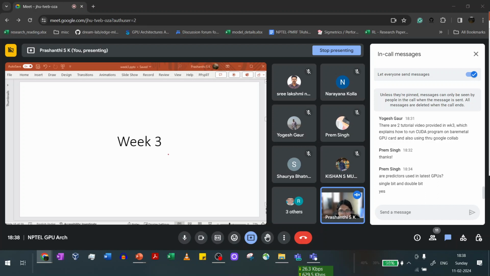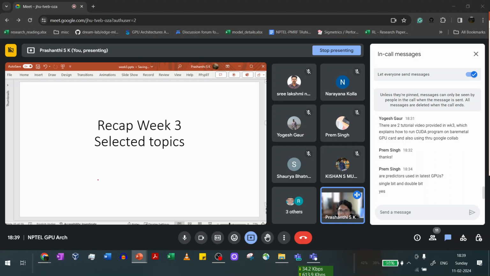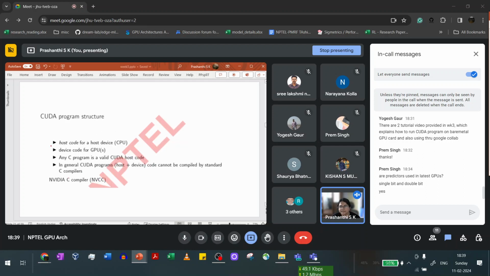Okay, if there are no questions, let's continue with a quick recap of this week. So again, here is your first introduction to CUDA programming. We looked at things like the program structure, the compilation flow, memory allocation, host to device data transfer, the kernel launch, and things like grids, blocks and threads, and some function declaration keywords. So we'll briefly look at some of these.